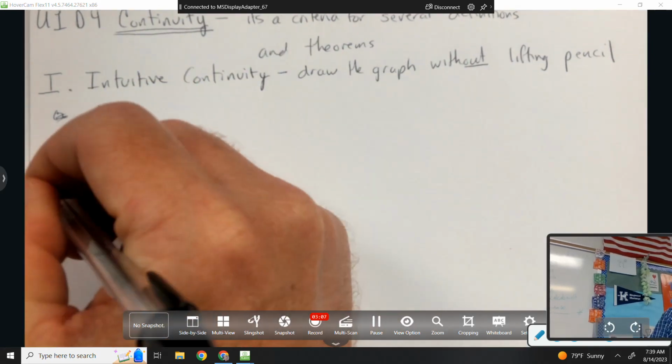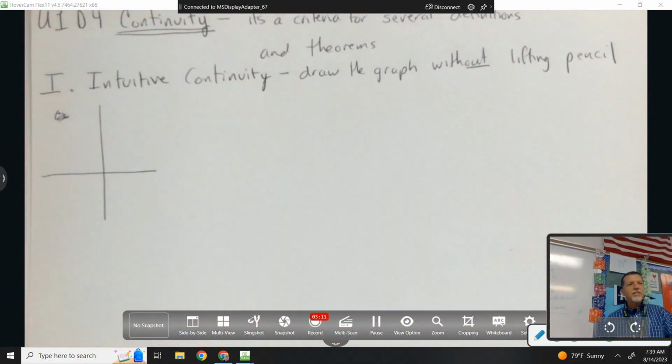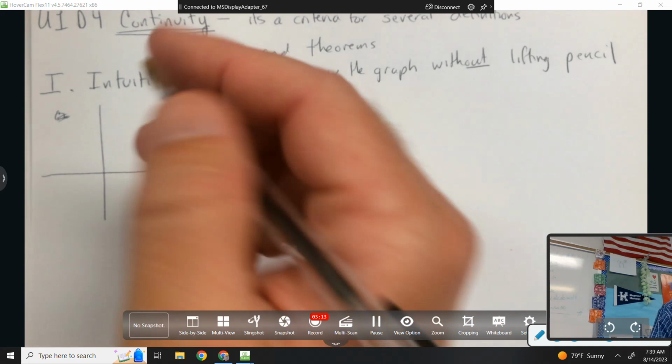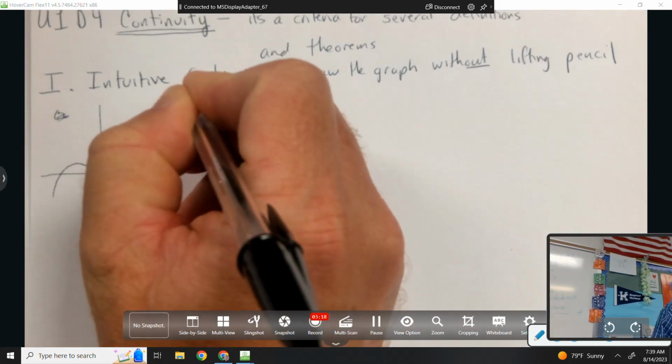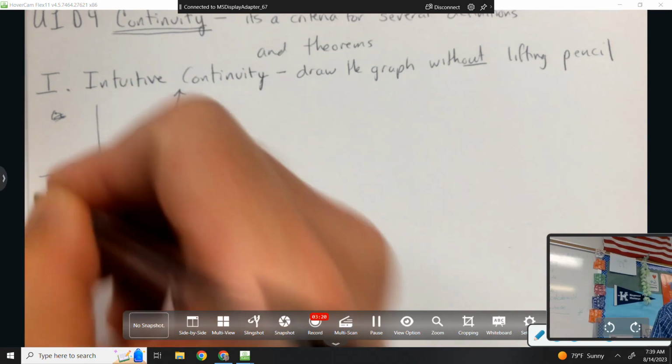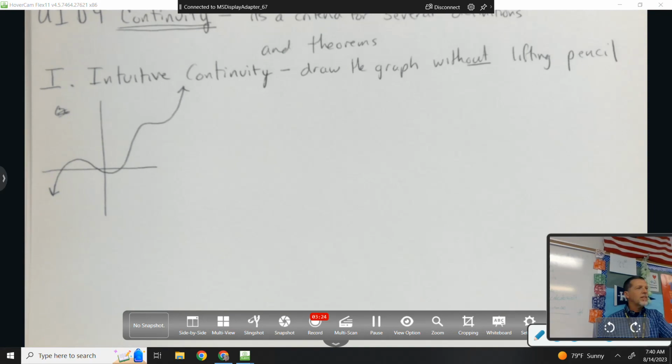So let's draw something that is continuous. And by the way, if you're planning ahead, we're going to put 4 graphs across here, so don't make this first one too big. So nice and smooth, nothing crazy. I mean, I guess that's a crazy graph, but it's continuous. I was able to draw it without lifting my pencil.